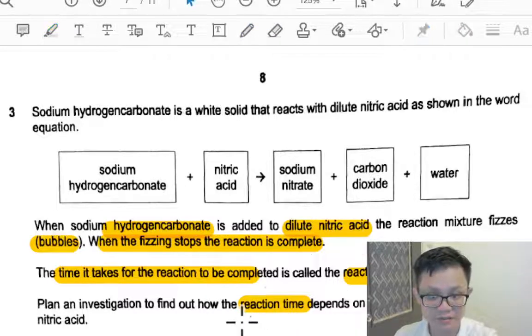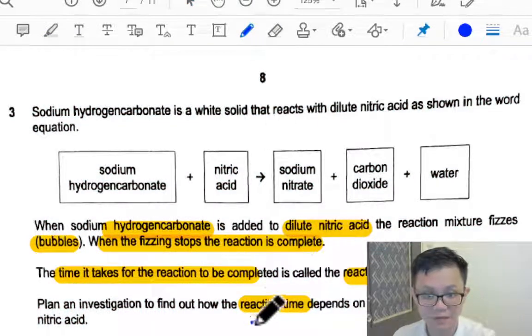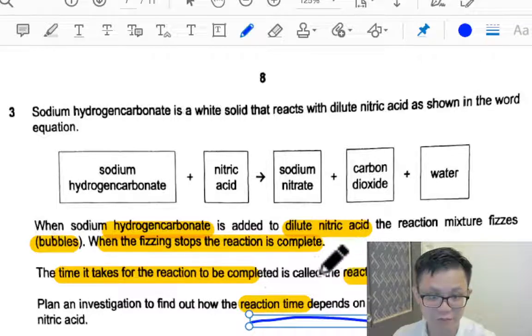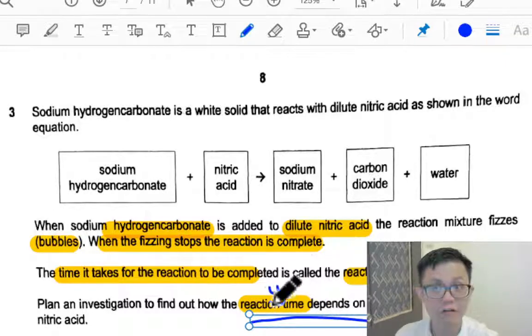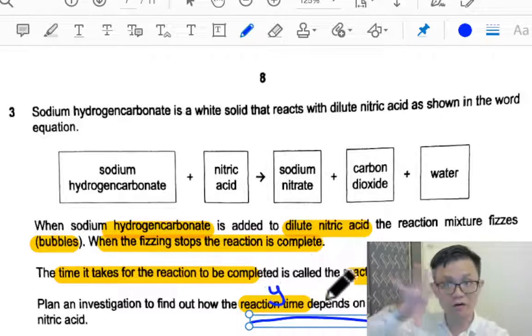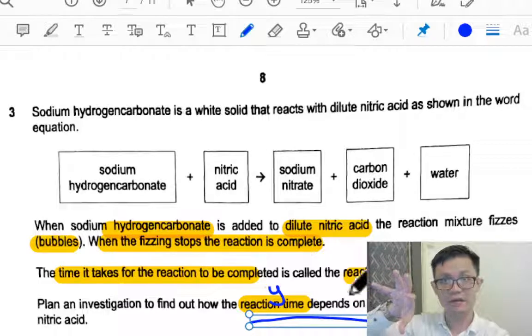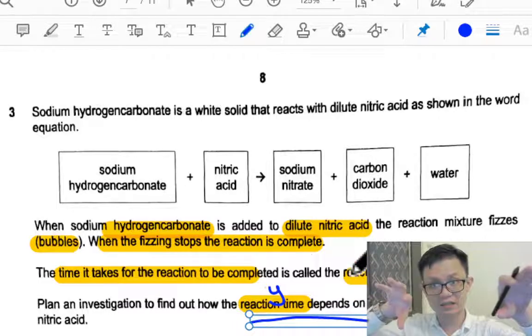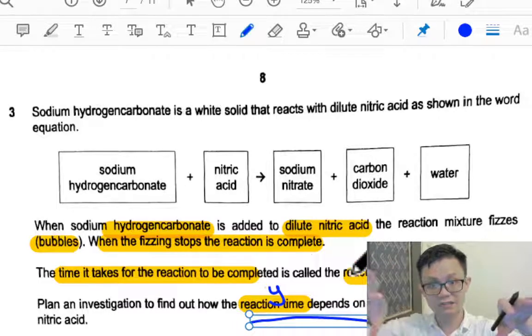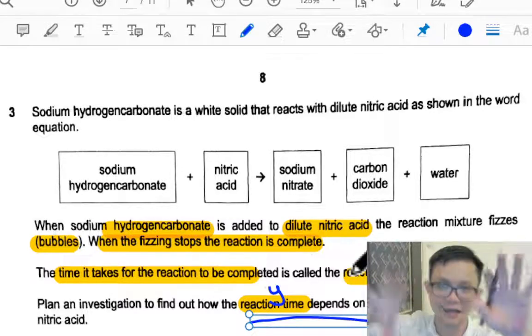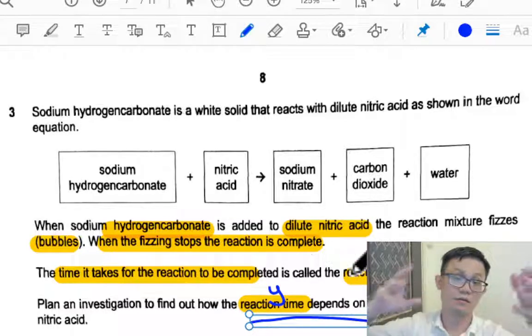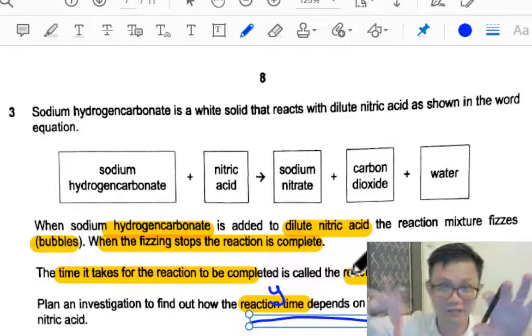The hypothesis, correct or not? The hypothesis is the manipulated variable will be the concentration. I put X. This one will be Y. Y will be the responding variable. If more concentrated, maybe the reaction time will be faster. Less concentration, the reaction time will be slower. More concentration means faster. You already know this from the book.